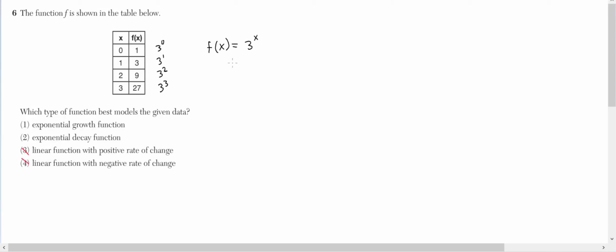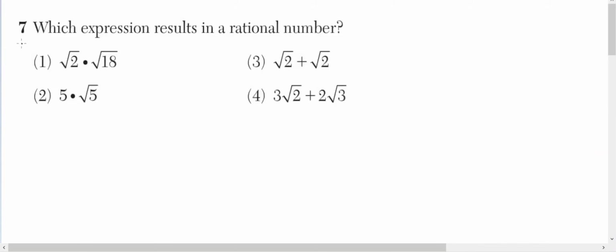And now to decide whether this is exponential growth or exponential decay. Basically, the way you can tell is whether the base is greater than 1 or less than 1. If it's greater than 1, we get growth. And if it's less than 1, we get decay. So because 3 is greater than 1, we can pick, for question number 6, choice number 1, exponential growth.